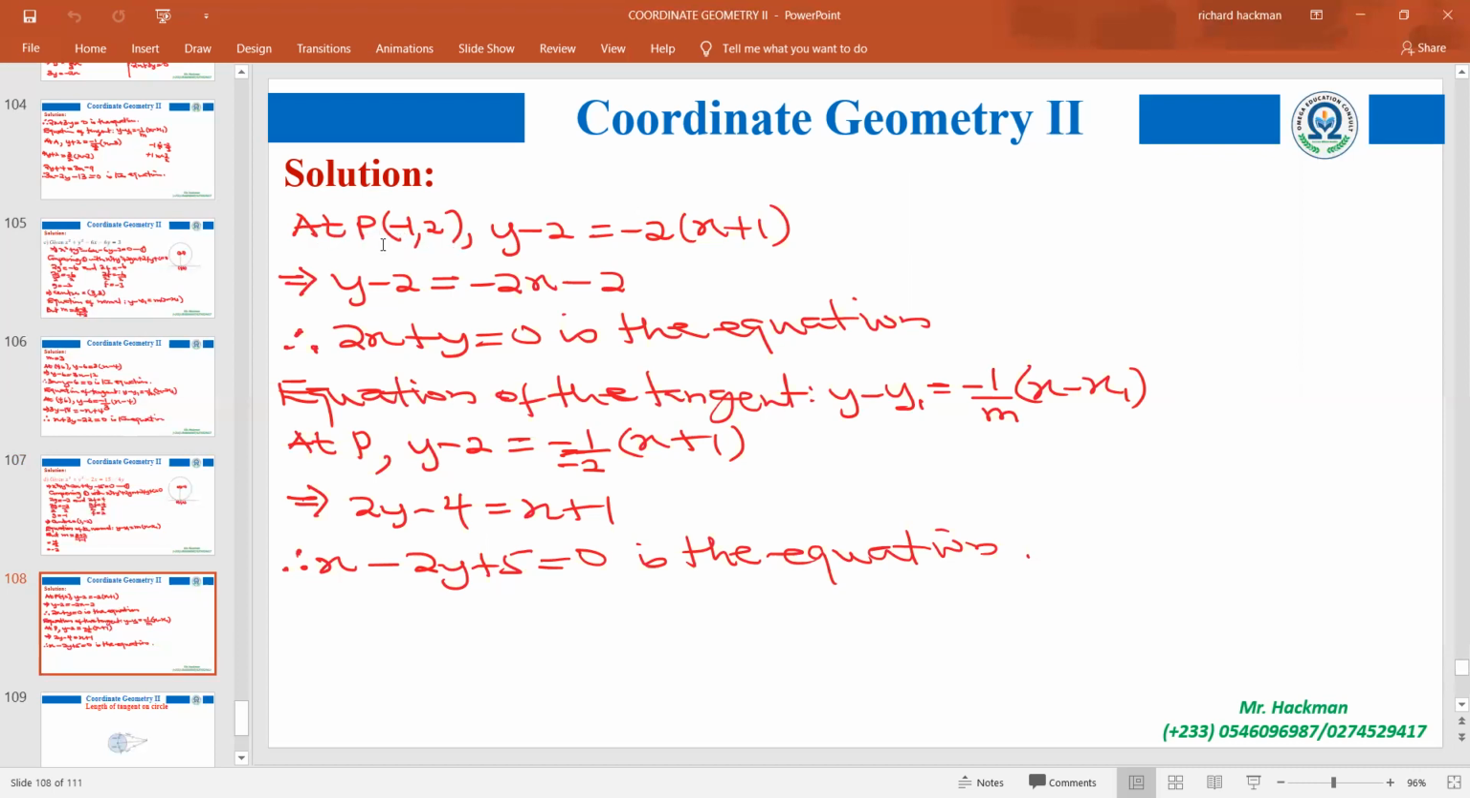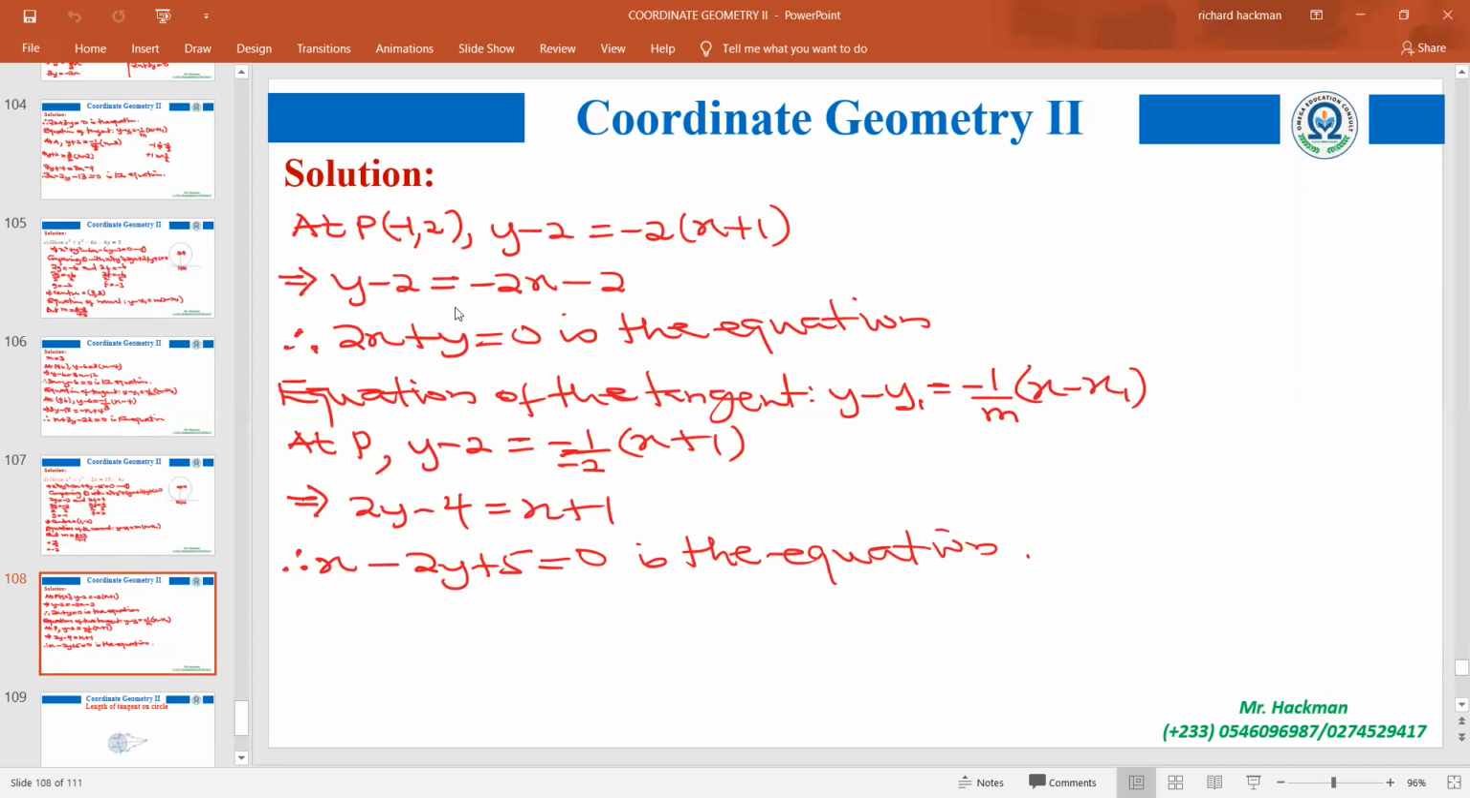So please take note. At this point, some of you took this as your y1. Please, this is x sub 1, the x coordinate, and the y coordinate. So y minus y1, your y1 is 2, is equal to minus 2 into x minus your x1, which is minus 1. So it will be minus minus. So please take note, it will be plus 1. So at this point, we come and remove the brackets.